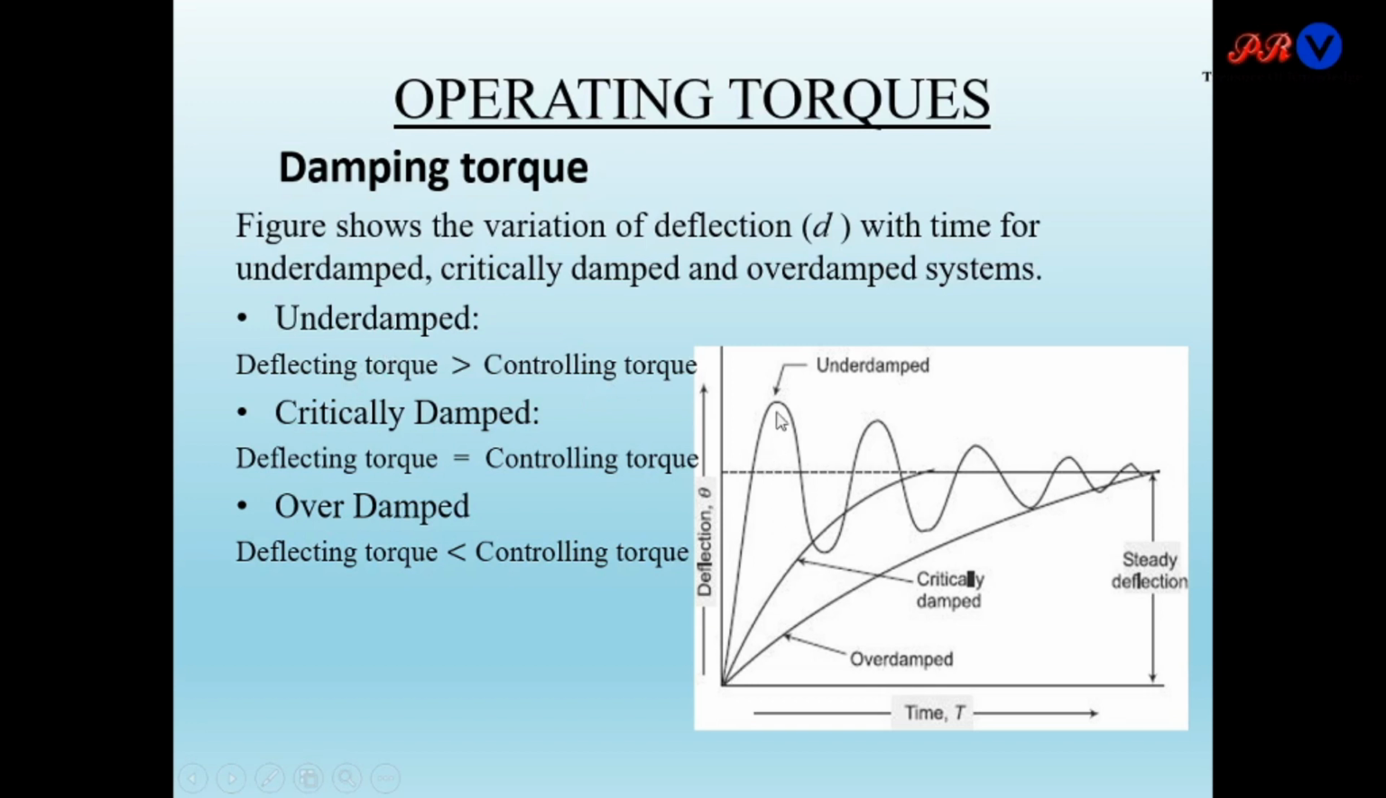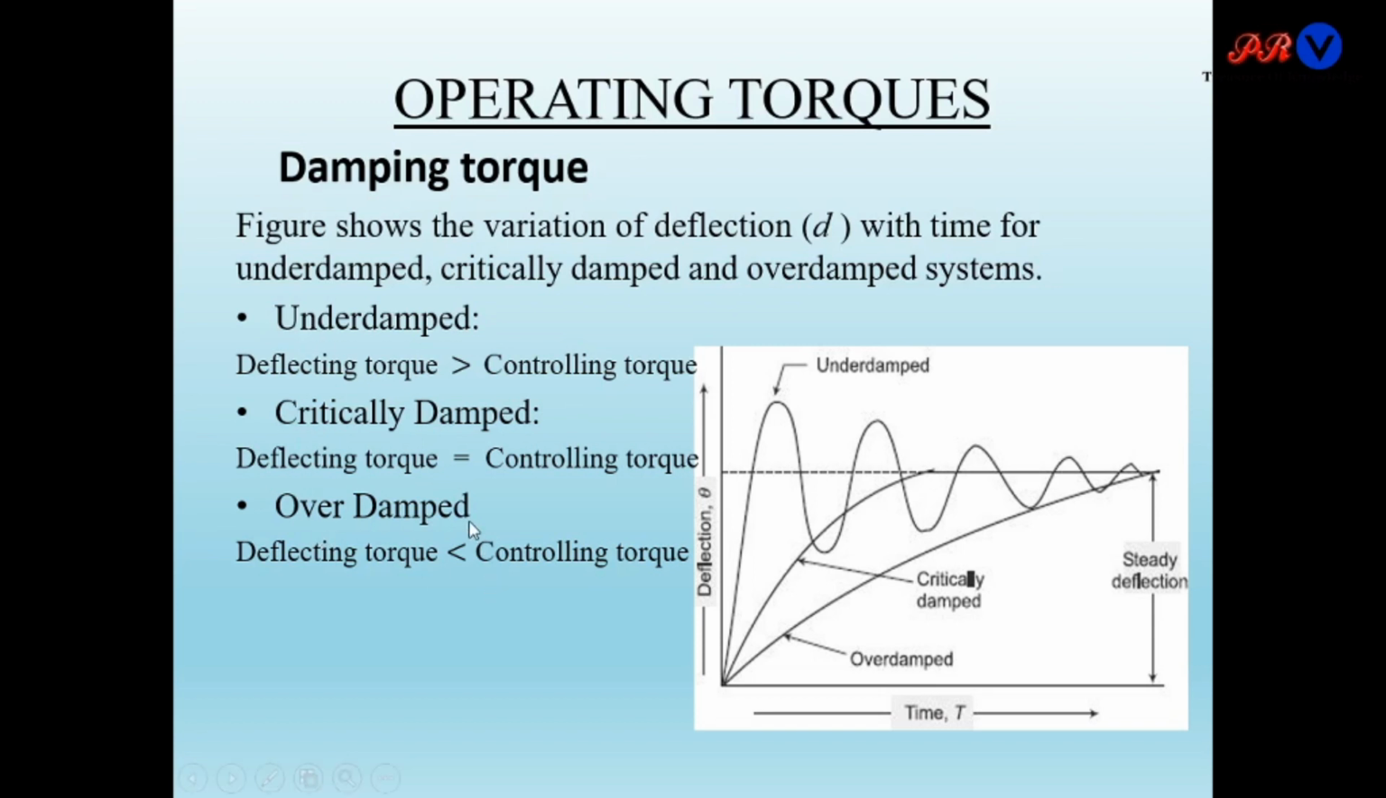Then the system will move like this. It will provide output with oscillations before it reaches the final steady state value. What is a critically damped system? Here the deflecting torque and controlling torque become equal. So the system reaches the steady state value earlier.